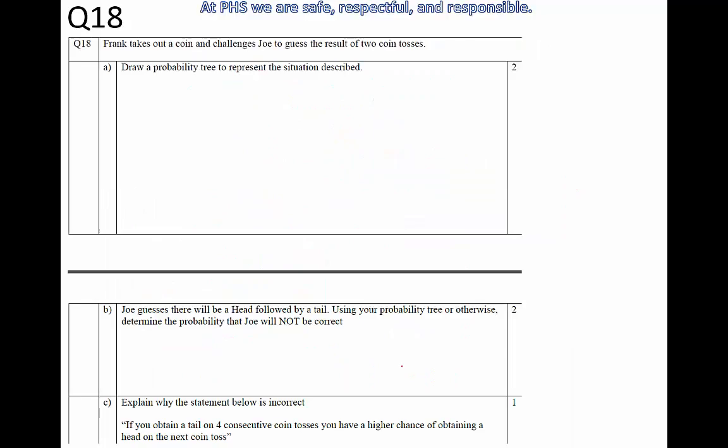All right, 18, nearly there. So Frank takes out a coin and challenges Joe to guess the result of 2 coin tosses. Draw a probability tree to represent the situation described. So probability trees are horizontal. I saw a lot of nice vertical ones in the exam, but they are horizontal. And for this particular experiment, we've got 2 outcomes. So we've got a head or a tail. Okay, so that's the result of the first toss.